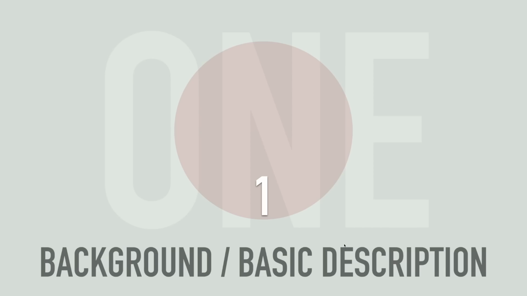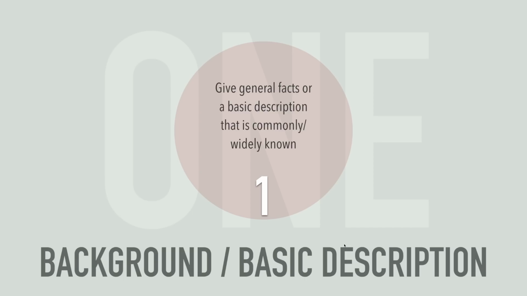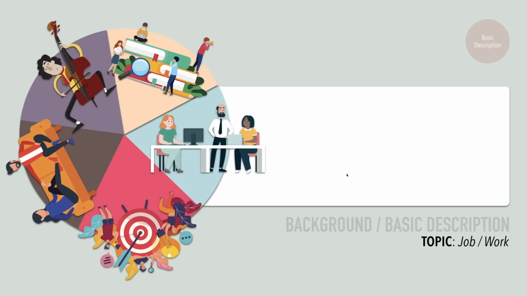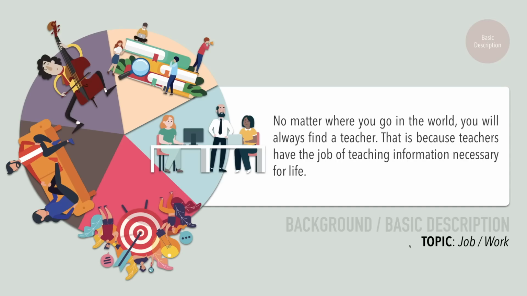You see, the first step in this process is right here. The first step is to actually give the background or basic description. What you're going to do is give general facts or a basic description that is commonly or widely known. So again, going back to our topics, we have job or work. Well, you want to start off by doing this. No matter where you go in the world, you will always find a teacher. That is because teachers have the job of teaching information necessary for life.